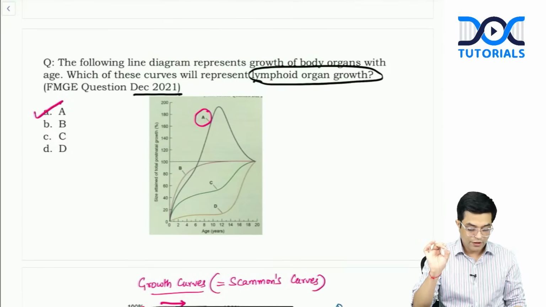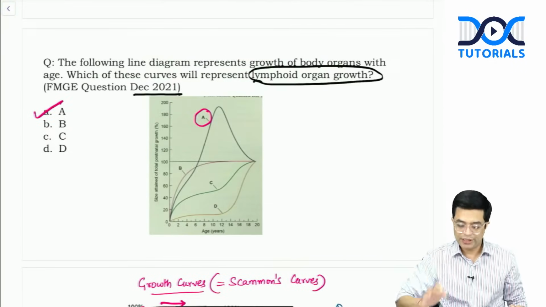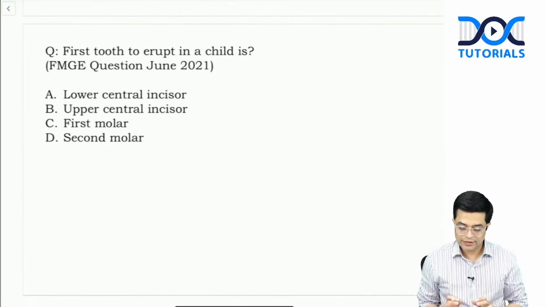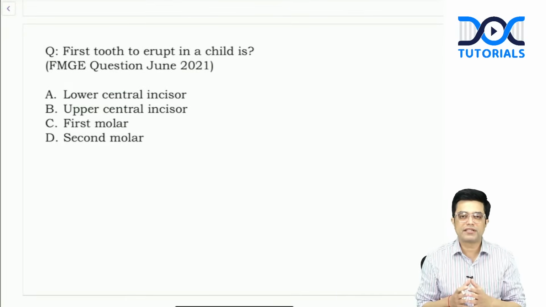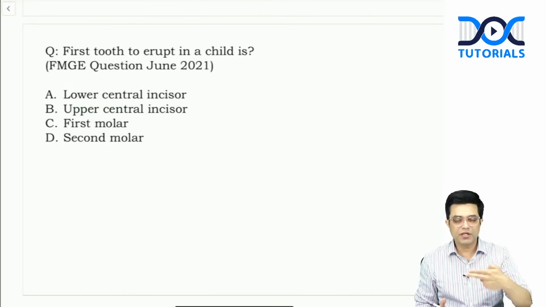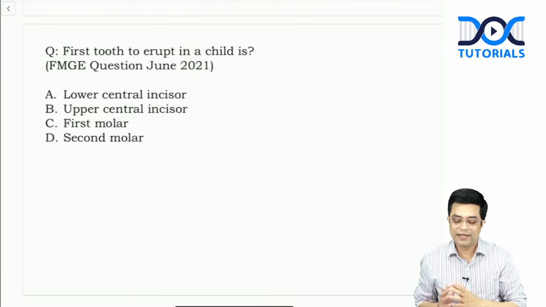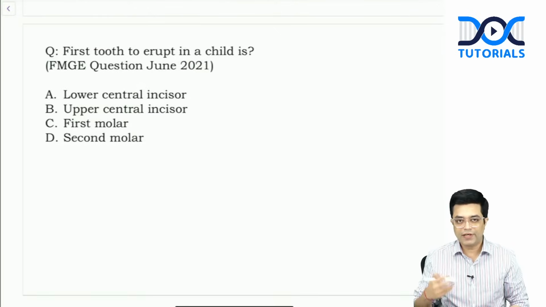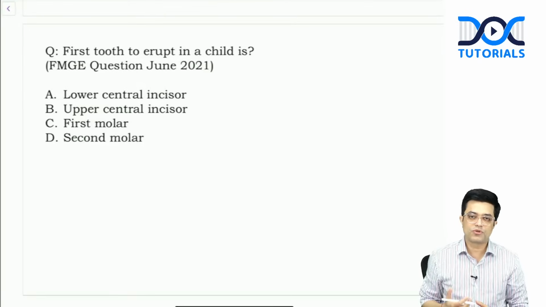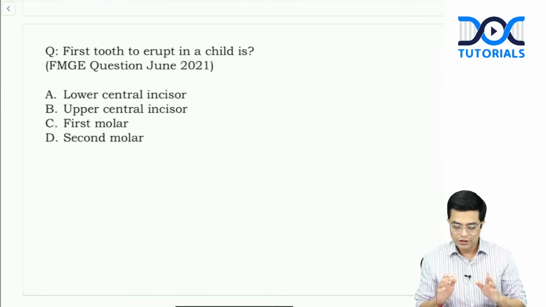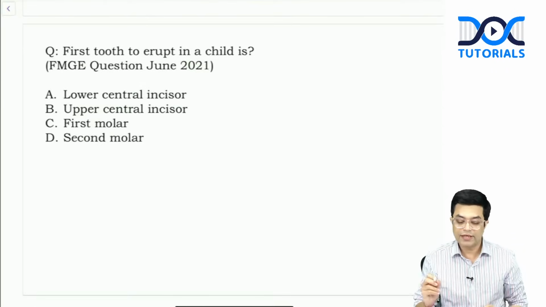So the first point with explanation is done. Let us move to the next question. First tooth to erupt in a child is. Now, a lot of pointers are asked in exam, but one thing which keeps recurring in FMG exam is, which is the first tooth to erupt in a primary dentition and which is the first tooth to erupt in a secondary dentition. The question which was asked, when I reconfirmed with a lot of students who have already cleared the exam, they said, sir, they were asking about the primary dentition.